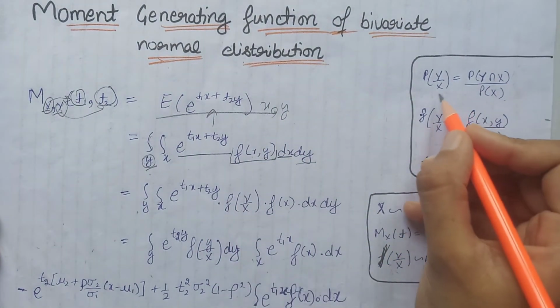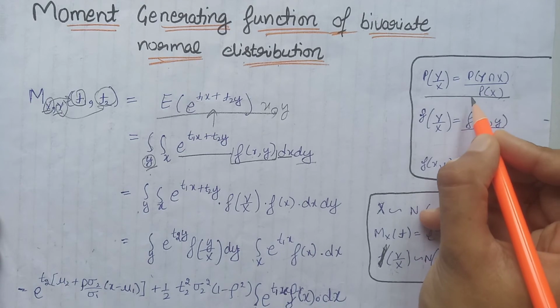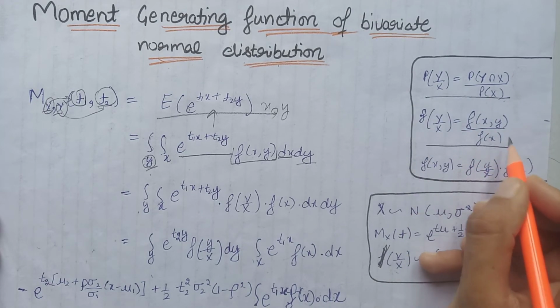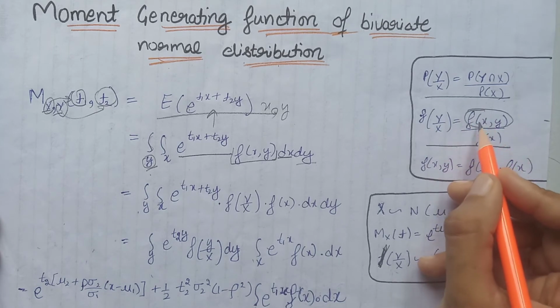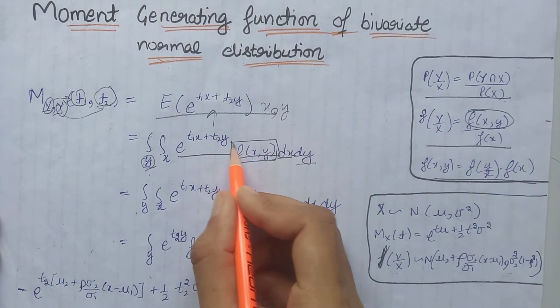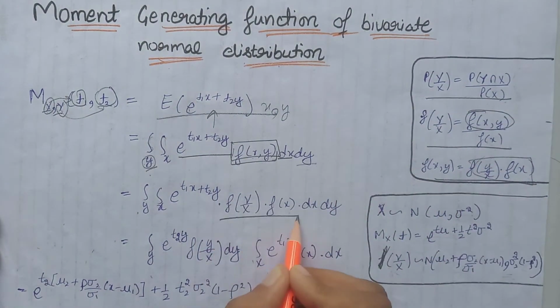Now we know that in probability we have this formula. If we apply this formula on the PDF, we get this answer, that is, the joint PDF of x and y is actually equal to this multiplied by this term. That is, in place of this we have to write this term as like this.